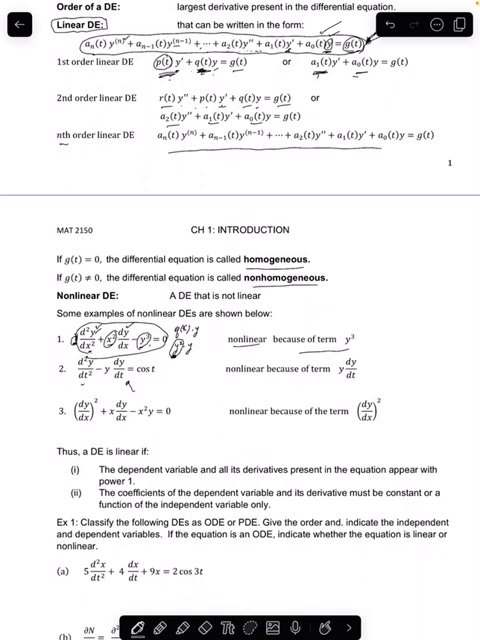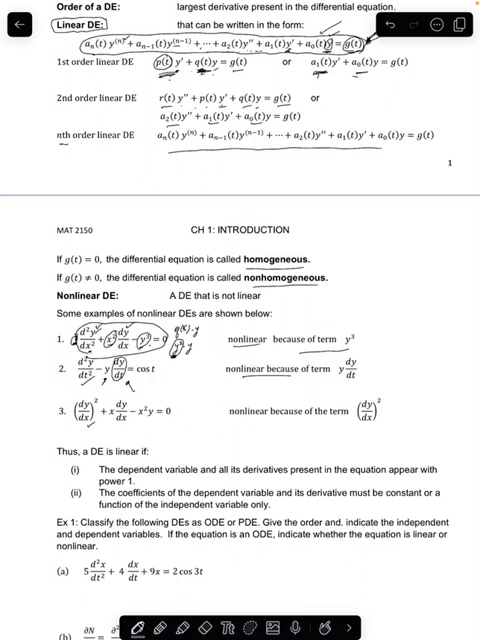So this one is fine. So we see the independent variable is t and the dependent variable is y. And then we should have a quantity multiplied by the first derivative. But what is this quantity? This is a y. This is the dependent variable. So that is not correct. That is what makes it a non-linear equation.